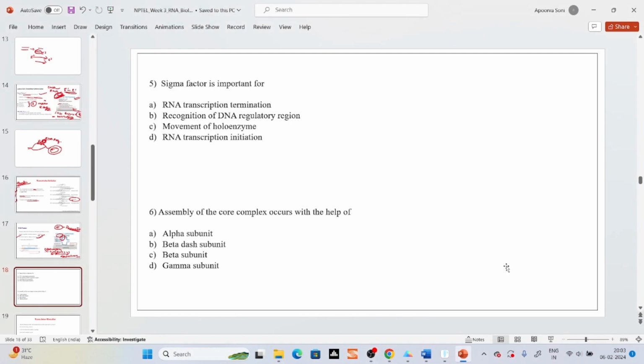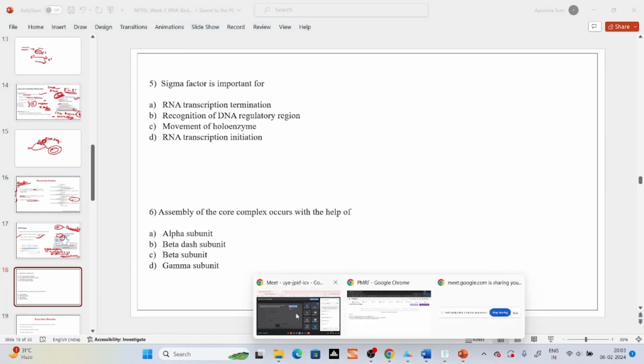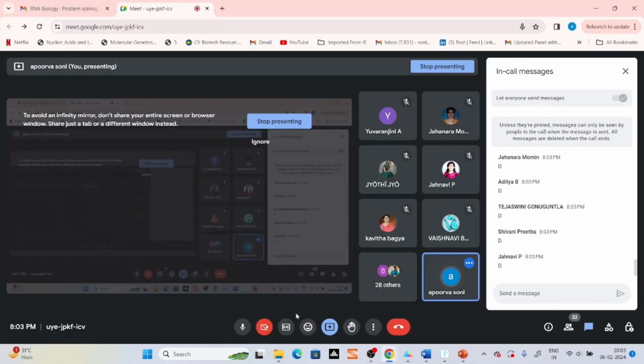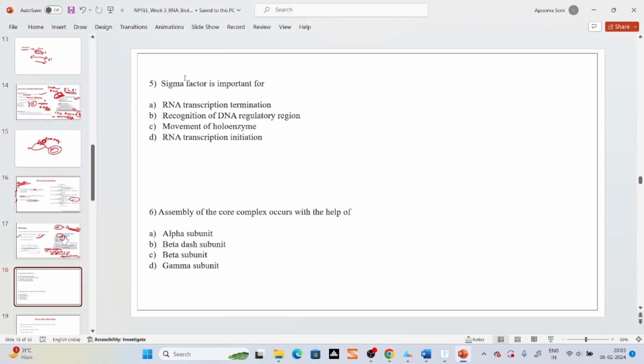Tell me, sigma factor is responsible for the initiation process. Fine. So sigma factor is important for the RNA transcription initiation. So the answer is D. Okay. Next is assembly of the core complex occurs with the help of. We are talking about the core complex. It occurs with the help of alpha subunit, beta dash subunit, beta subunit, or gamma subunit.